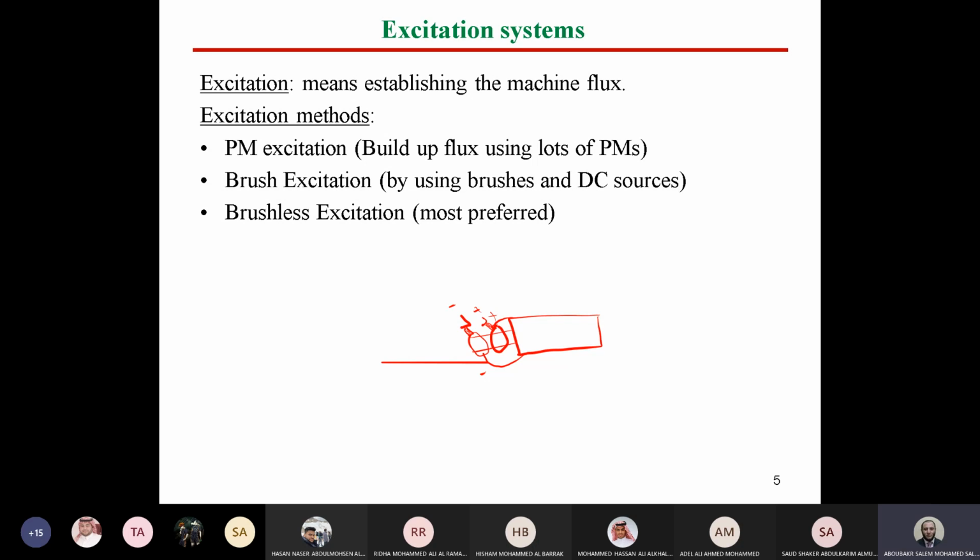Because if you have rotating elements, how can you connect a fixed wire? It's not possible, right? Because the wire will be cut. So we have to find another method. The method is a brush. This is how we can connect a rotating winding. So this is the aim of the brush.